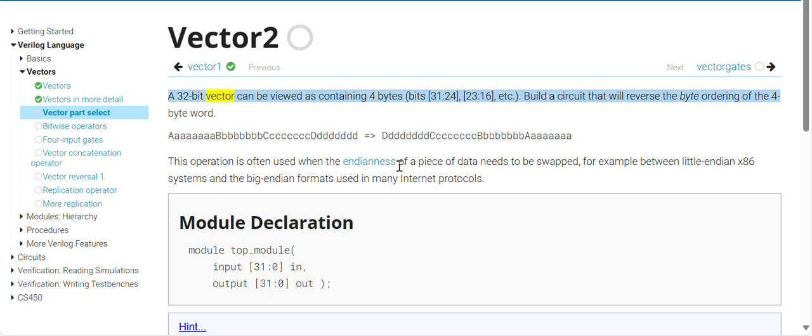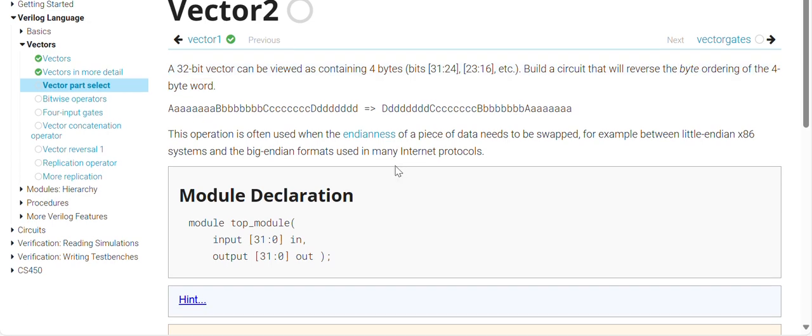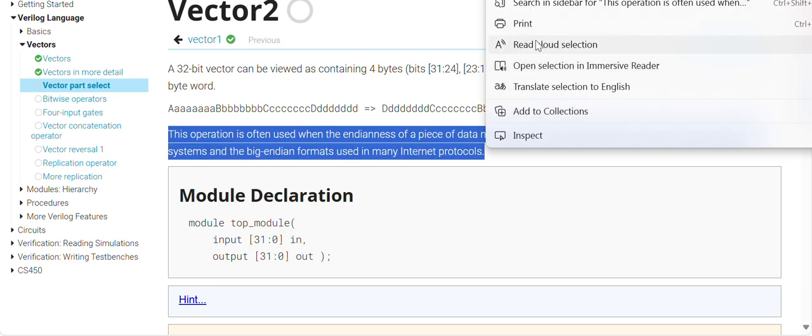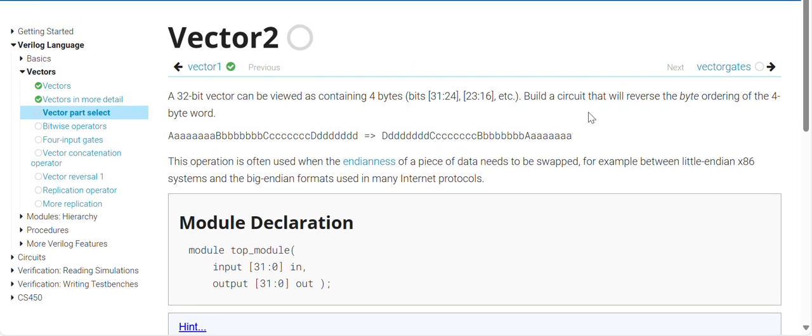A 32-bit vector can be viewed as containing 4 bytes, bits [31:24], [23:16], etc. Build a circuit that will reverse the byte ordering of the 4-byte word. This operation is often used when the endianness of a piece of data needs to be swapped, for example, between little endian x86 systems and the big endian formats used in many Internet protocols.